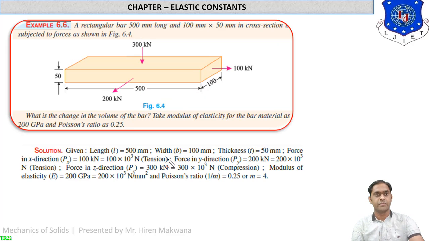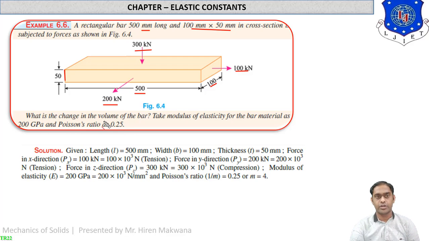Let us go ahead with one example based on this. Example 6.6: A rectangular bar 500 mm long and 100 mm by 50 mm in cross section. You can see 500 is the length, width is 100 and thickness T is 50. The different forces 200, 100, 300 are given. 300 is compressive while 200 and 100 are tensile. 100 kN force is along the length, 200 kN along the width and 300 kN along the thickness.